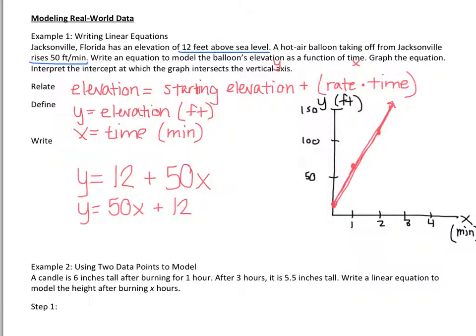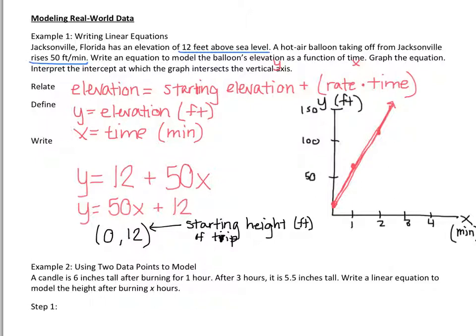So last thing is that we have to interpret the intercept at which the graph intersects the vertical axis. So it intersects right here. So what did we say that point is? 0, 12. Okay, the 12, what is that 12? It's the y-intercept, but in the situation. It's feet, yes, it's the starting point in the trip, right? Starting height, specifically, which, as Paul said, is feet. Starting height of trip.